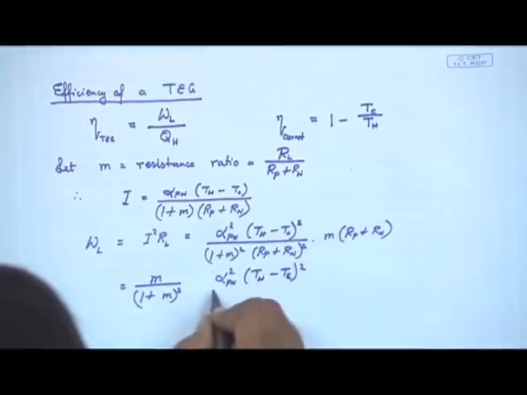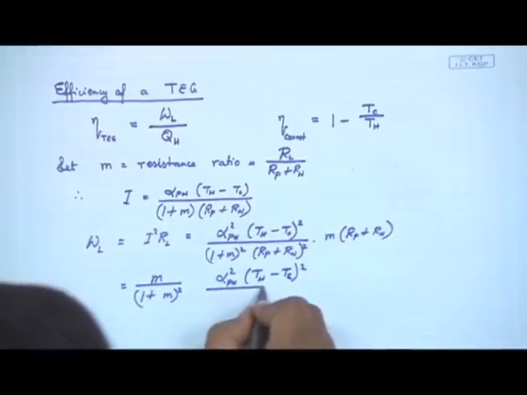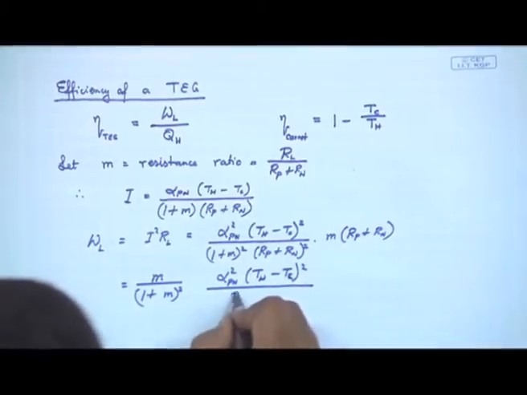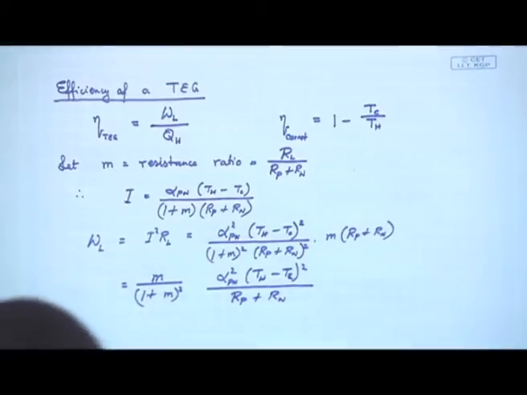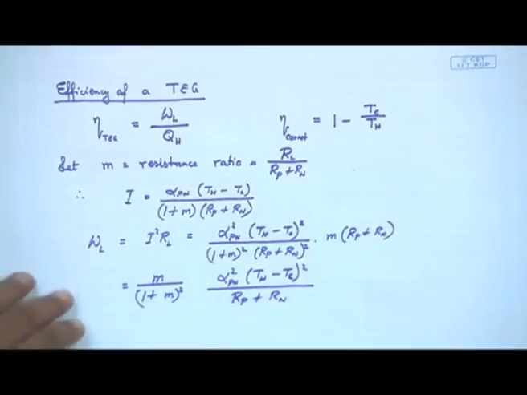This does not cancel, unfortunately, divided by Rp plus Rn. Clear? So, next we will move on.